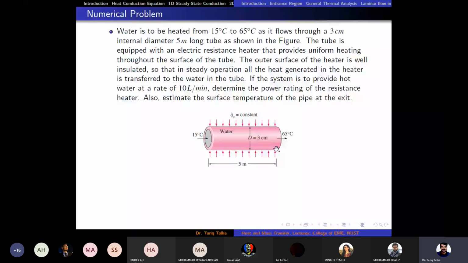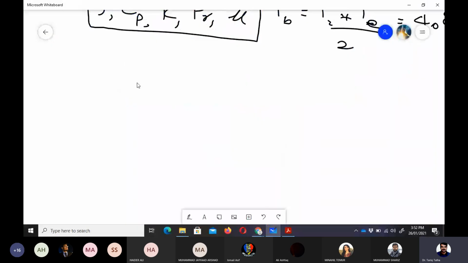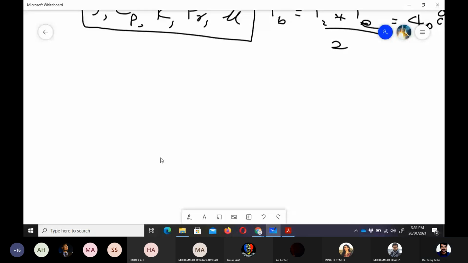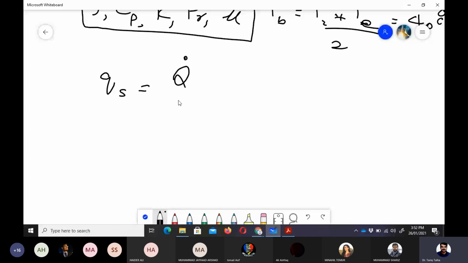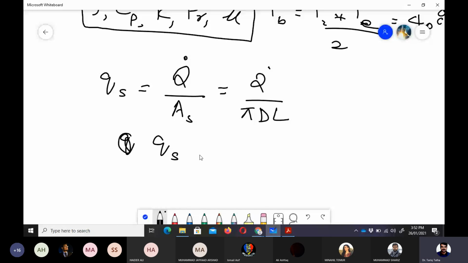Because it is a constant heat flux boundary condition, first of all we can calculate the surface heat flux. So the surface heat flux Qs would be equal to q dot, which has been calculated in part A, divided by As. So that would be q dot divided by pi d into L. Q dot we already calculated in part A. Once we calculate this, we get the value of Qs from here. Now from Newton's law of cooling, Qs is equal to h into (Ts minus Tm).